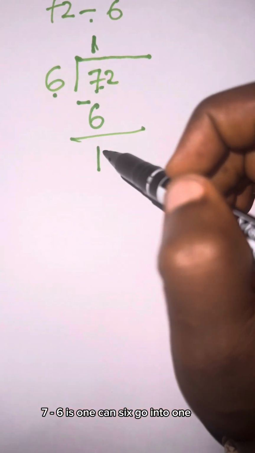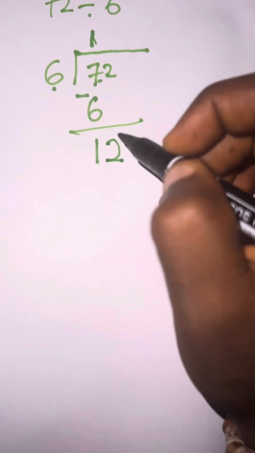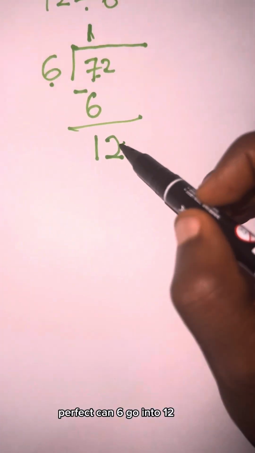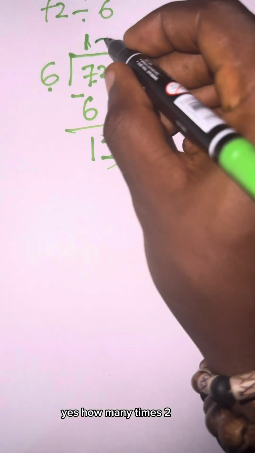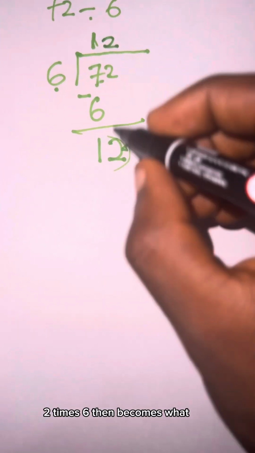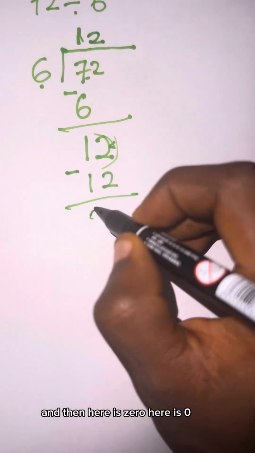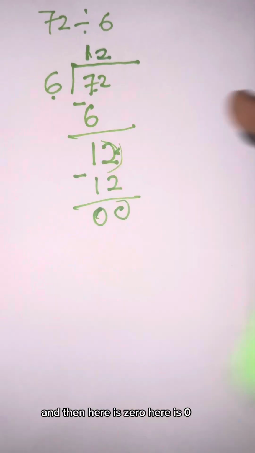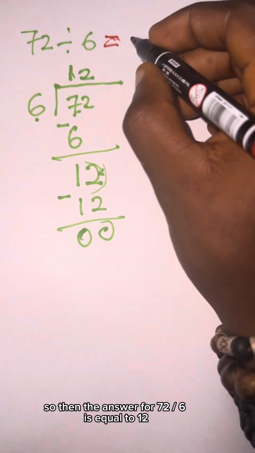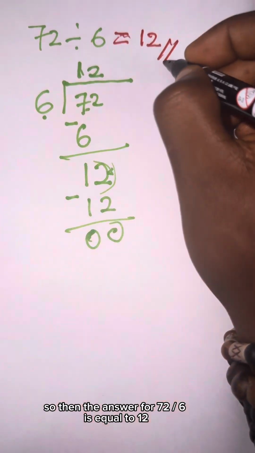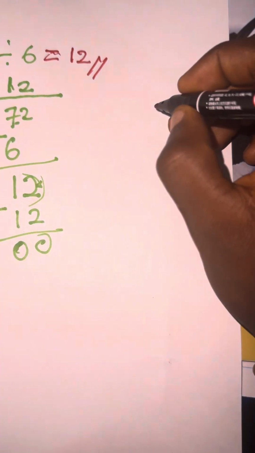Can 6 go into 1? No. So you bring the 2 down here. Perfect. Can 6 go into 12? Yes. How many times? 2. 2 times 6 then becomes what? 12. You subtract. And then here is 0, here is 0. So the answer for 72 divided by 6 is equal to 12. Let's take one last example.